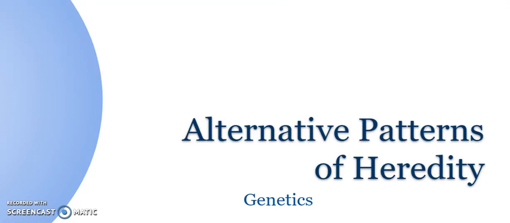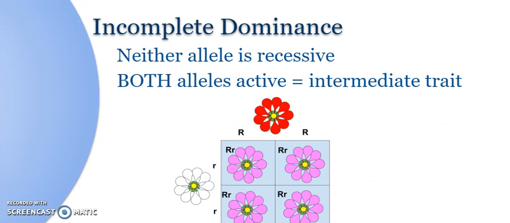This video is going to go over the slides for alternative patterns of heredity. One of the different patterns of heredity that we see is incomplete dominance.